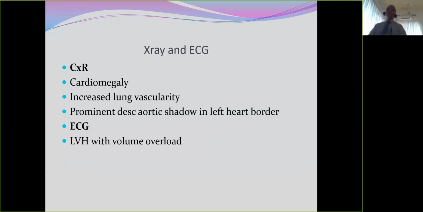If you are looking at the X-ray and ECG, the X-ray shows cardiomegaly and increased lung vascularity, very much like the VSD X-ray, except that above the main pulmonary artery you can recognize a shadow caused by the descending aorta. And the ECG shows LVH with volume overload. There are good Q waves in V5, V6.